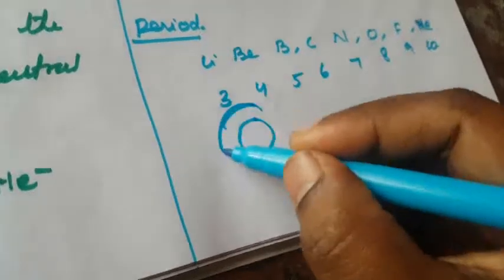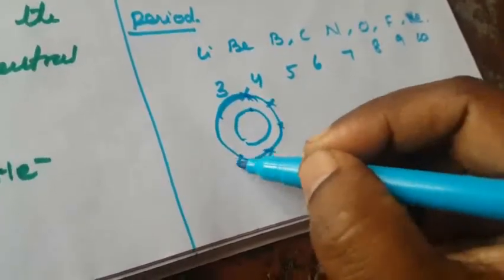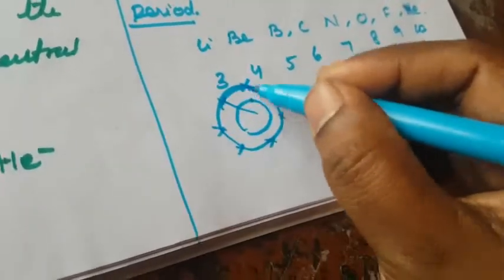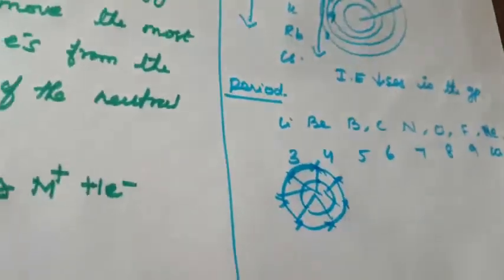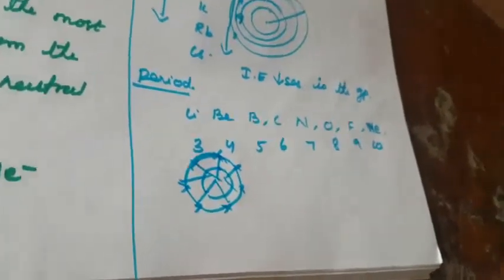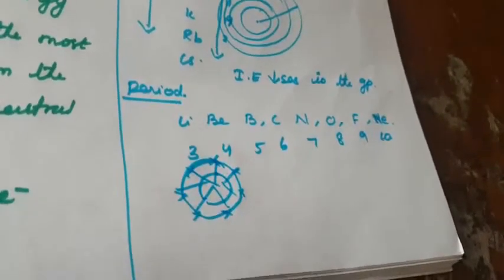This is the second period. Now there are 3 electrons, then 4, then 5, then 6, so there is more attraction between the nucleus and the outermost electron. So the nuclear charge increases from left to right. With the nuclear charge increasing, there is more attraction between the nucleus and the outermost electron.